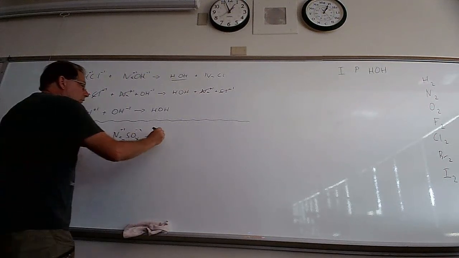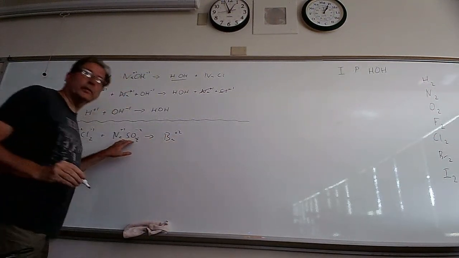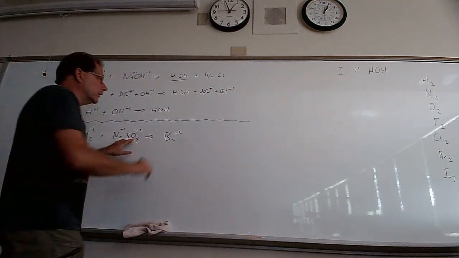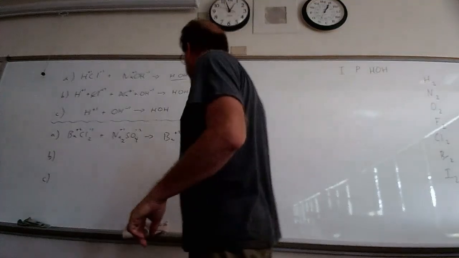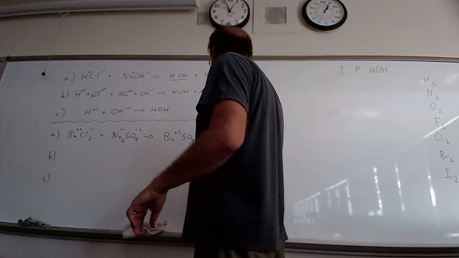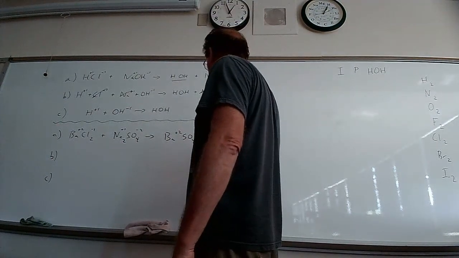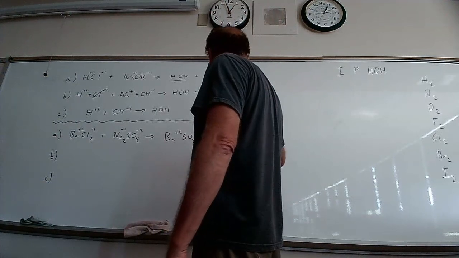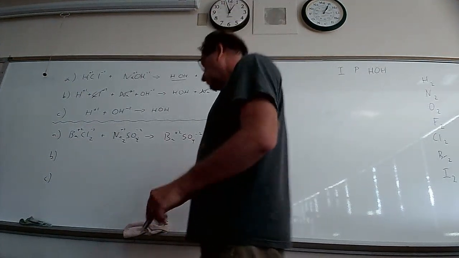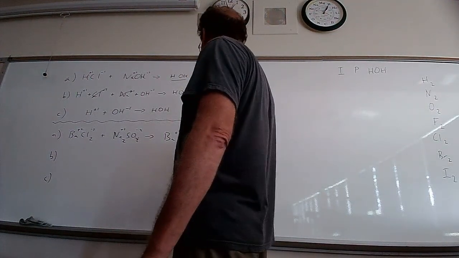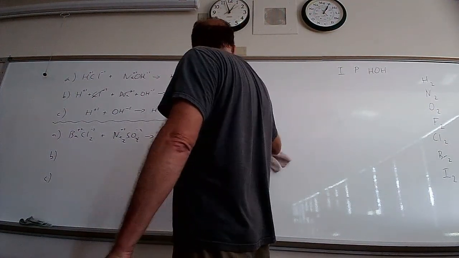So Ba with the charge of plus 2 combines with SO4. Check your chart, it's SO4. So BaSO4, plus 2 minus 2, plus Na. I don't write down Na2, I just write down Na. Na's got a charge of plus 1. Likewise, I just write down Cl, not Cl2. Okay, I predicted the products. Okay, and crisscrossing, that's cool. That's cool as well.